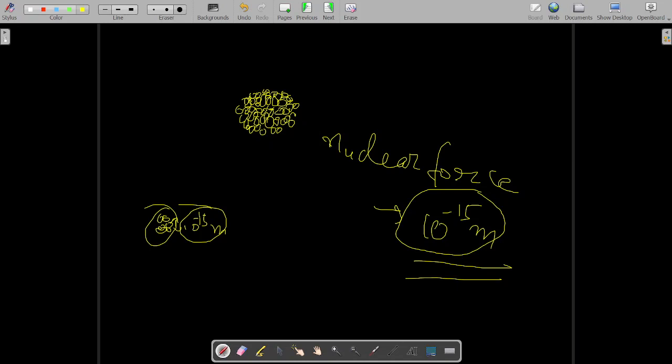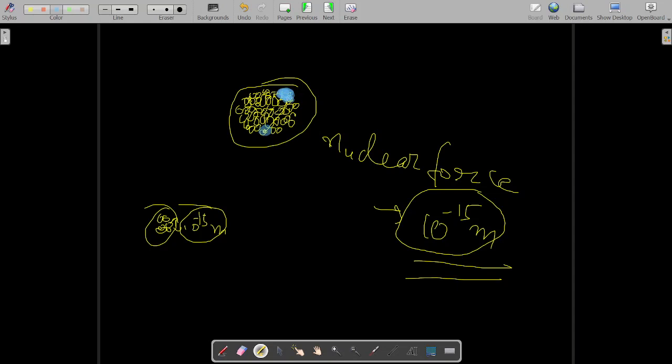But over here, if I increase the size of the nucleus, then the distance between these two nucleons, suppose I want to find the distance between this nucleon and this nucleon.